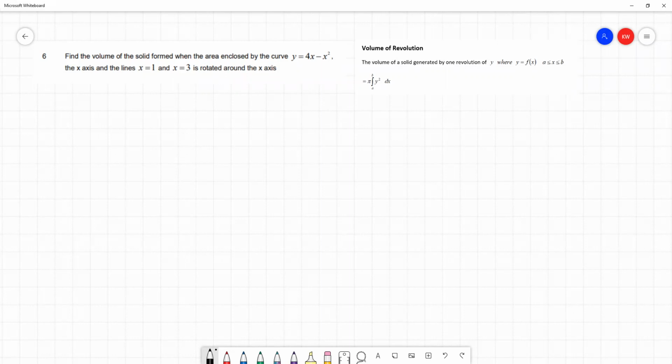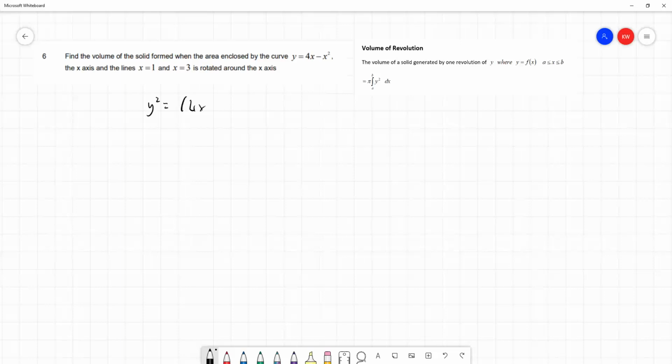The formula sheet tells us how to find the volume of revolution for a curve. It tells us it's going to be equal to pi times the integral between the limits we've been given of y squared dx. Since we've been given y, we'll find y squared to start us off.